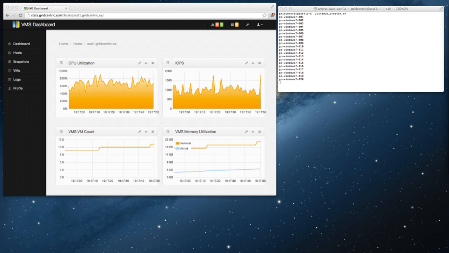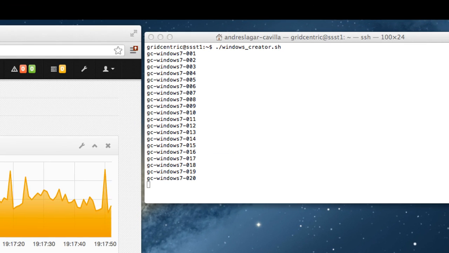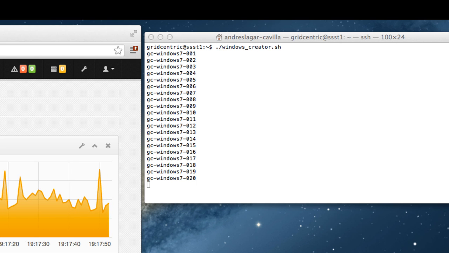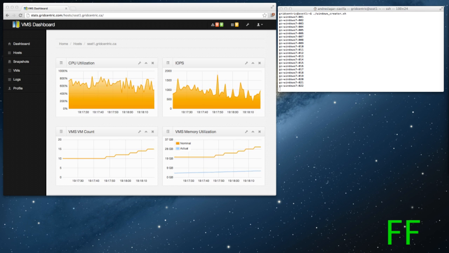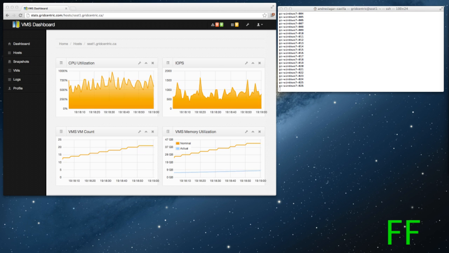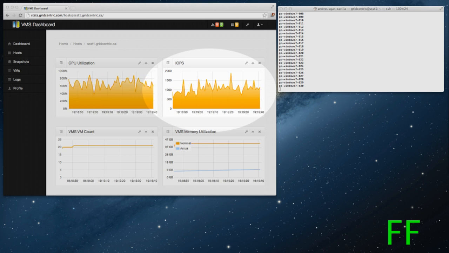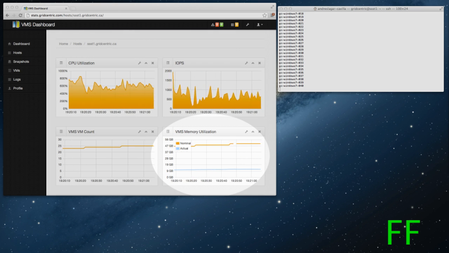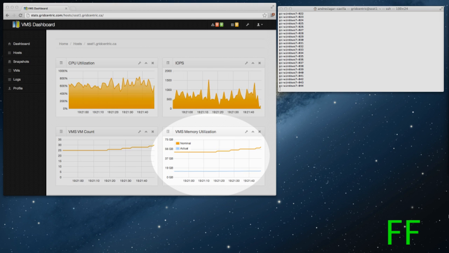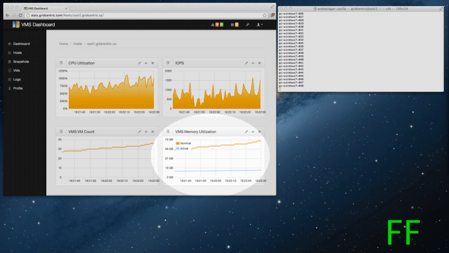Windows instances are all being renamed on the fly while launched, following the pattern of GC Windows 7 1, 2, 3, and so forth. Let us fast forward now. As we fast forward, we see more Windows instances launching. IOPS consistently remain in the 1,000 to 1,500 range. Memory savings reach 56 GB saved out of a nominal total footprint of 74.